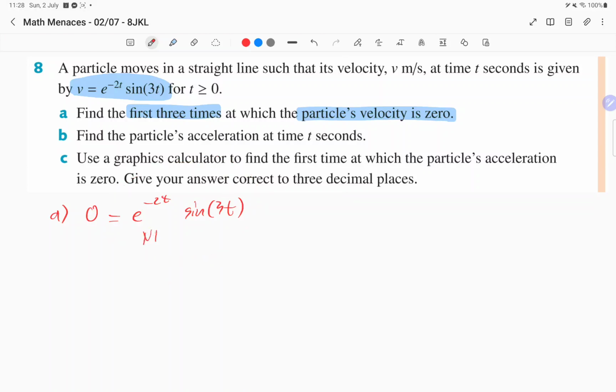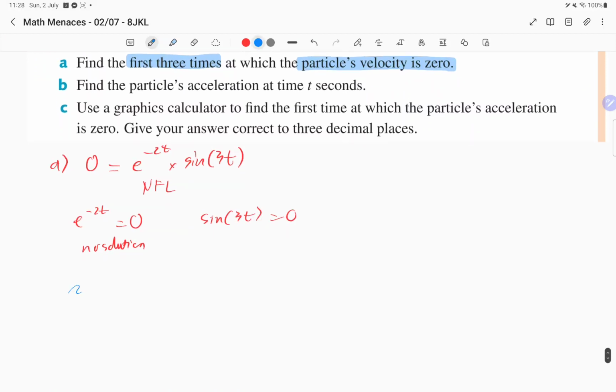No factor law. That's my guess. Sorry? E has to be 0 is wrong, because it's getting multiplied by sine of 3t. The null factor law is there are 2 factors, right? Sine of 3t must be 0. This one has no solution. You can't have 0 equals e to the power of something. Because remember, e to the power t would be the basic graph of this, right? If it's negative t, it will flip in the other direction like that. But it doesn't cross through the x-axis.